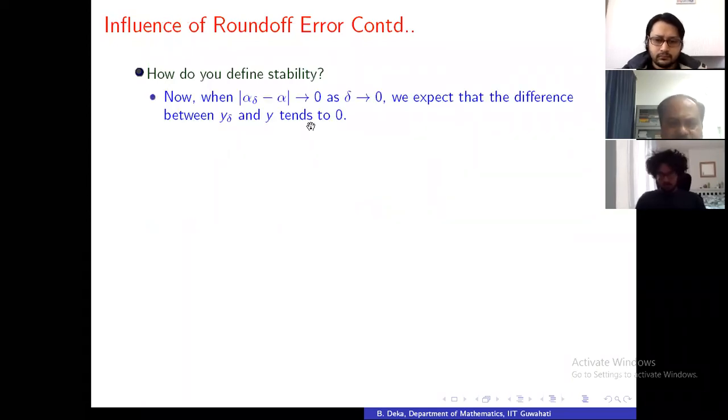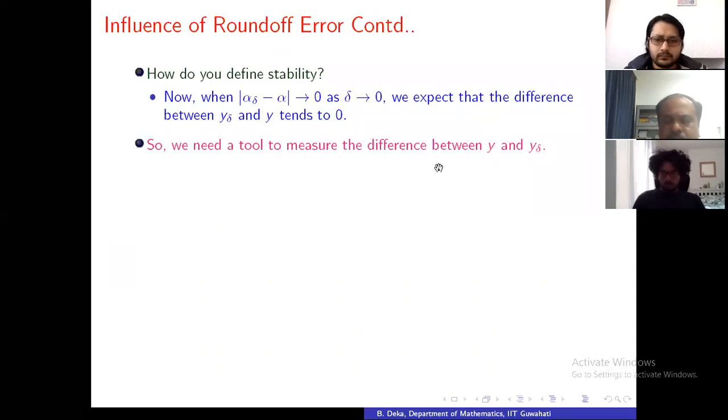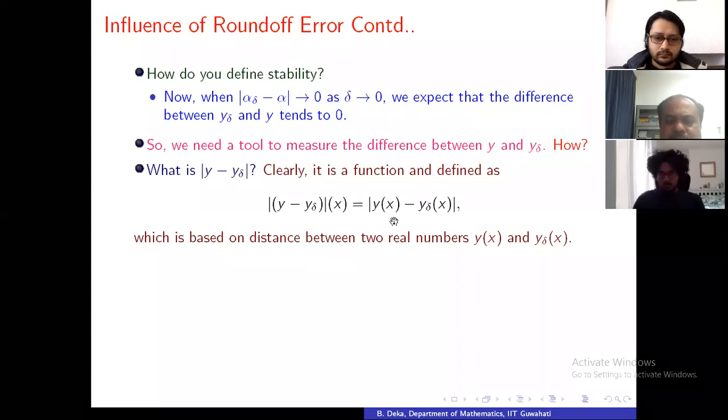Now, what do we mean by stability? Stability means the same definition: if the difference in the data tends to 0, then y minus y_delta tends to 0. This gives the idea that you have to measure the distance between y and y_delta, so you need a tool to measure the difference between them. But y is a function and y_delta is again a function. Their difference is mod of y minus y_delta, if you go by the notation of real numbers. But mod of y minus y_delta is not a real number. It is a function defined by this equation: mod of (y minus y_delta) at x equals mod of (y(x) minus y_delta(x)), which is based on the distance between two real numbers y(x) and y_delta(x).